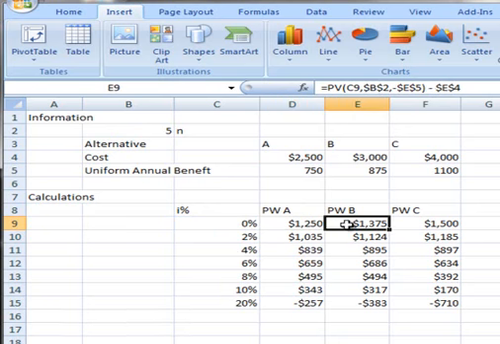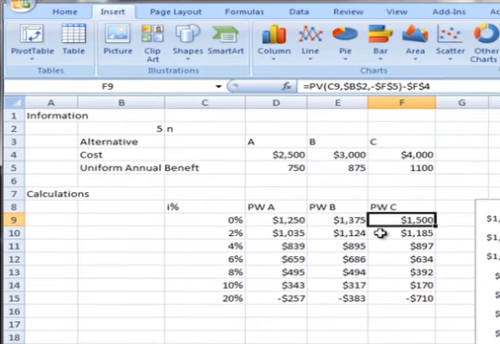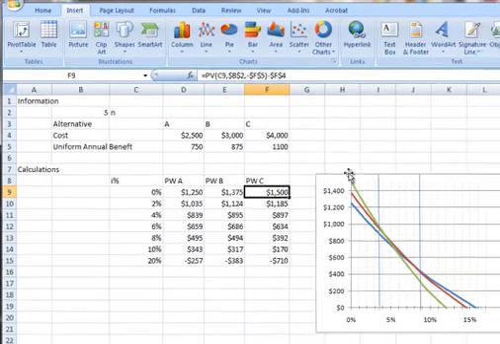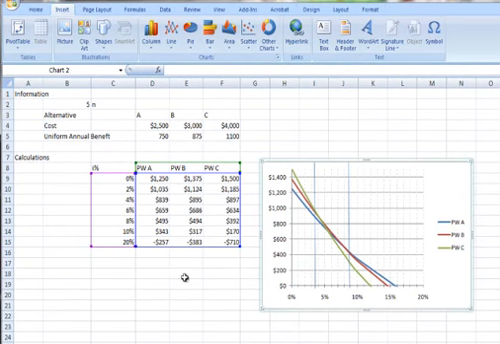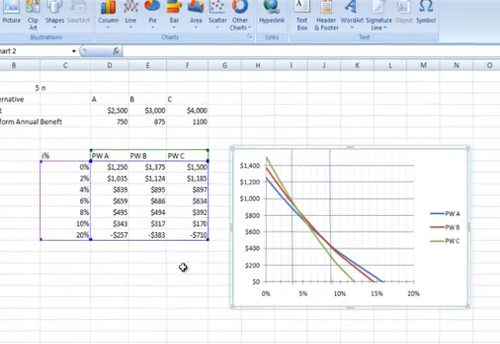I repeated this for the present worth of B and the present worth of C. Then all I did was make a graph, and let me highlight the graph. I have the interest rates running across my x-axis, my y-axis is their present value, and you can see the green line is the present worth of C, the red is B, and the blue is A. So notice, as the interest rate is changing, notice how the lines are changing.